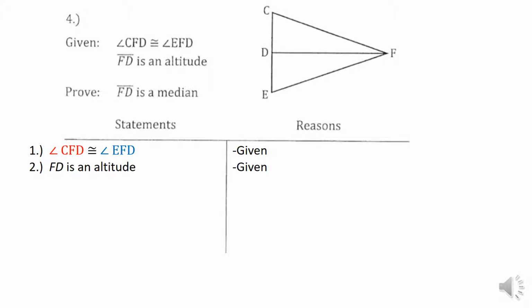Now angle CFD is congruent to angle EFD in this problem. That's given to us, and FD is an altitude. That's also given. If FD is an altitude, then what else do we know? What other angles do we know must be congruent? I want you to think about that before I go to the next slide.